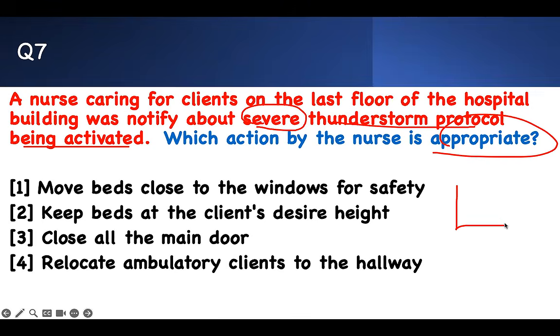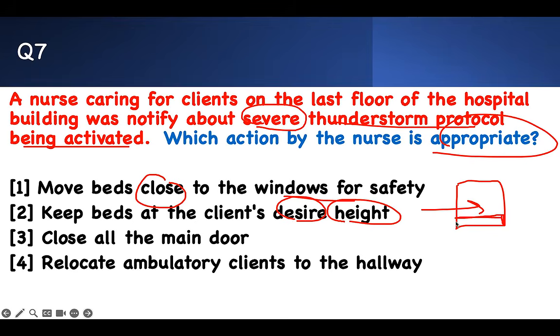You know, a thunderstorm is like breakthrough things. The best way is to stay away from windows. Windows are going to break. So move the bed close to the window? No, away from the window as much as possible. Keep the bed at the client's desired height? No, this is no luxury now. We have to go low.